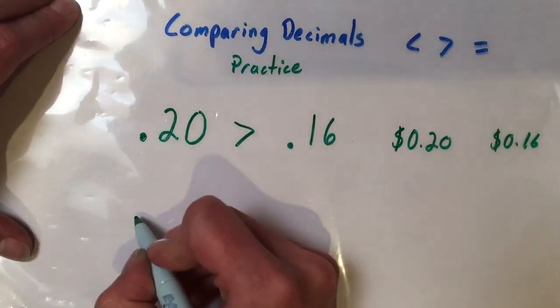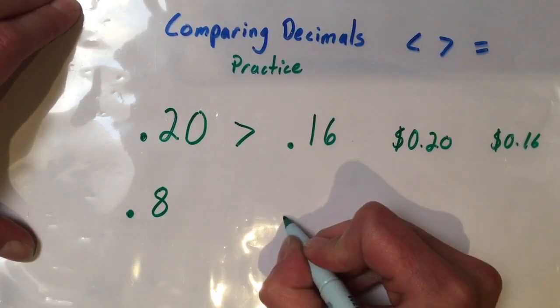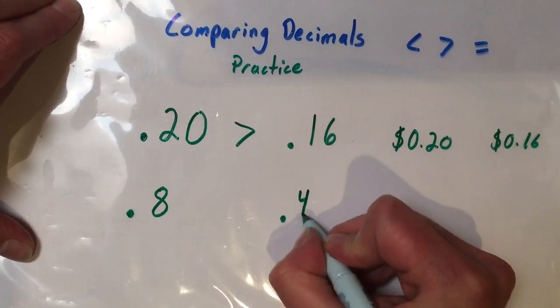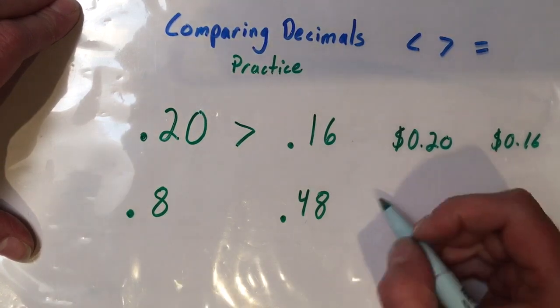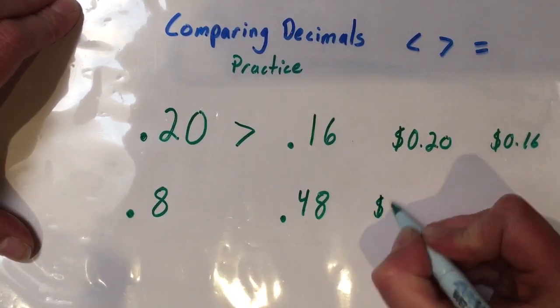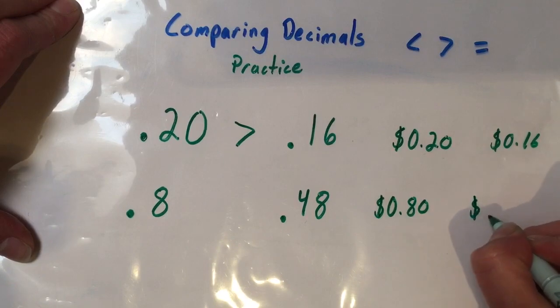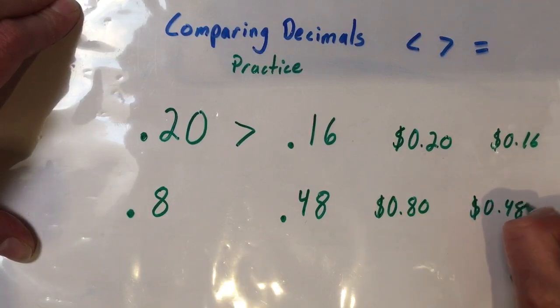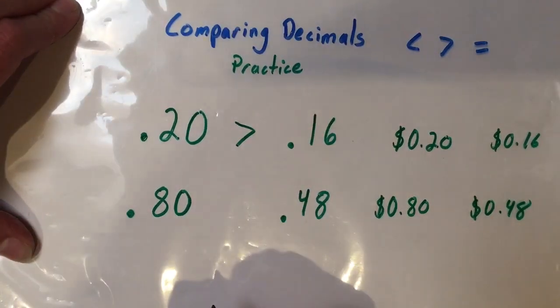All right, let's try another one. Let's try 8/10 or 48/100. Okay, if I were to write these as money, 8/10 would be this, and 48/100 would be this. Remember that I have 2 digits here. Let's add our second digit here.